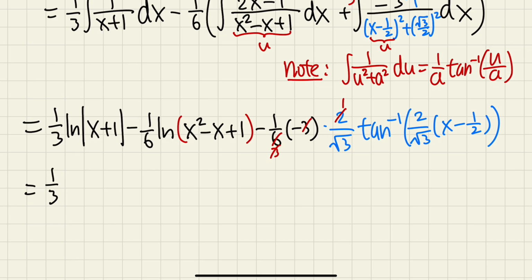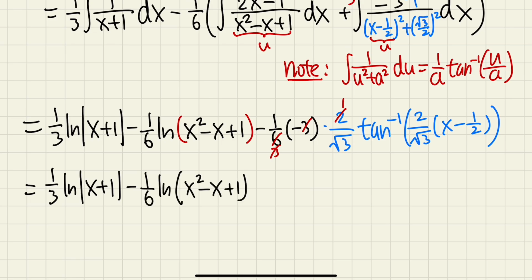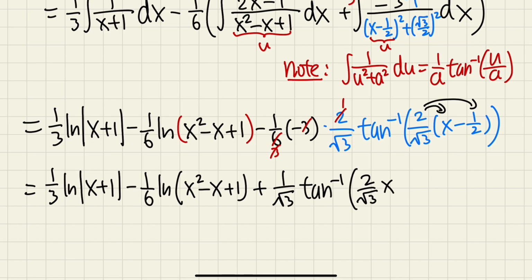So 1/3 ln absolute value of x plus 1 minus 1/6 ln parentheses x squared minus x plus 1. And then minus times the minus. Be super careful. You get plus. And then 1 over square root of 3 inverse tangent of... and if you want to distribute this, go ahead. I'll do that too. And then 2 and 2 cancel, so we'll have a minus 1 over square root of 3, and then all done.